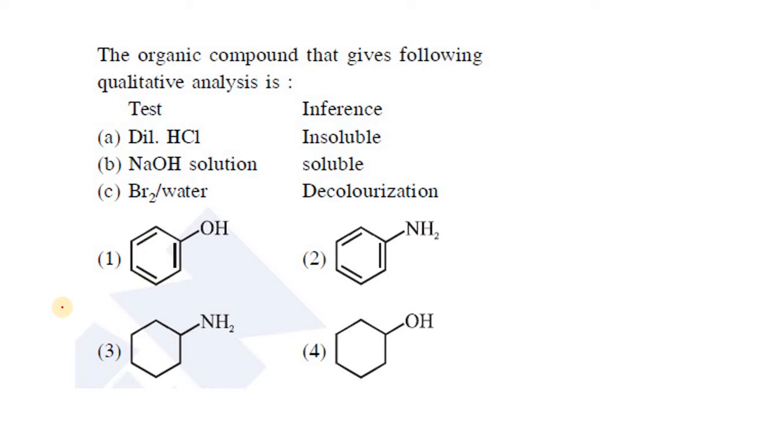In this video, I will explain the questions which were appeared in IIT JEE Mains, NEET, JAM and other competitive examinations. The first question: the organic compound that gives the following qualitative analysis is. Here test is given and inference is also given. Dilute HCl, insoluble; sodium hydroxide solution, soluble; bromine water, decolorization.